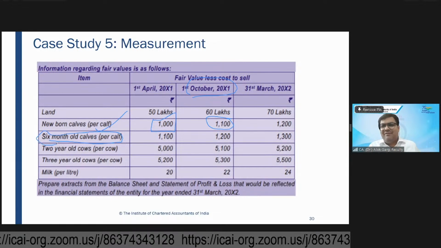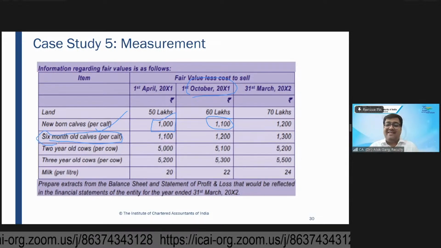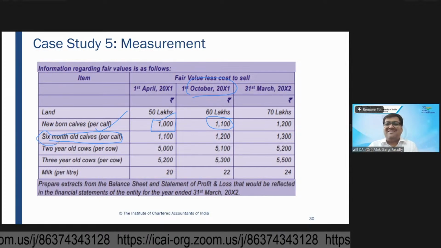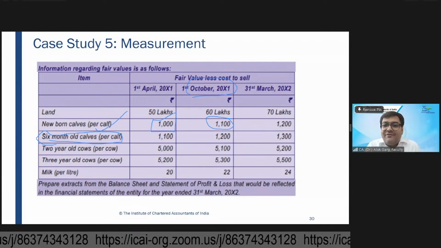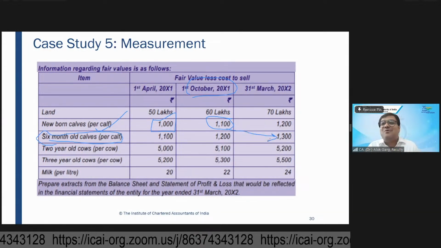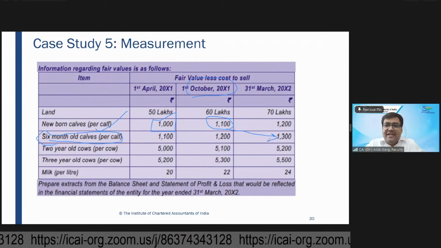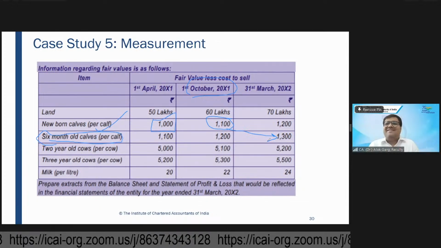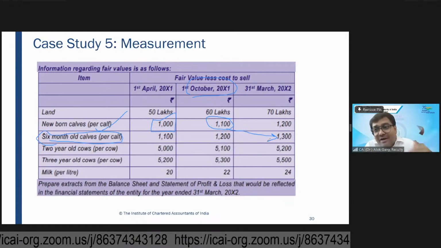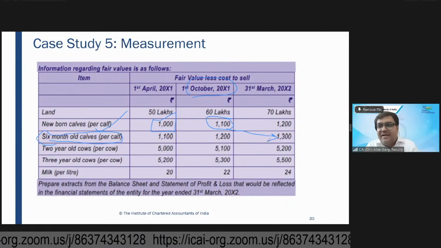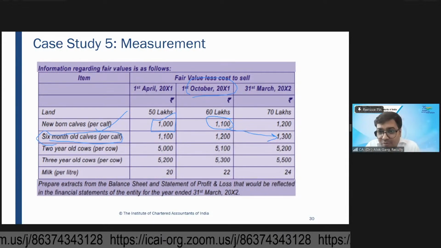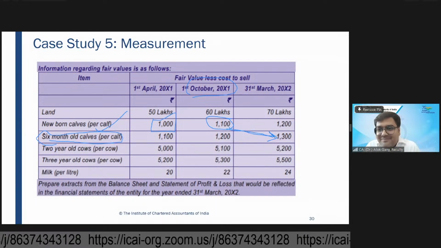Whether this 6-month-old calf value is relevant? Yes, this value is relevant. Why? Because when we come to 31st March 2002, this newborn calf will become a 6-month-old calf. And since the age is growing, the fair value will also increase. So on the reporting date, on the subsequent measurement date, you have to again measure your biological asset at fair value less cost to sell. So now from 1100 it will become 1300.